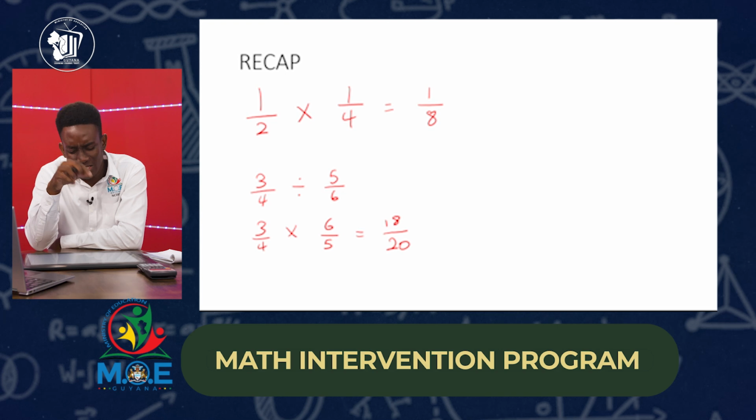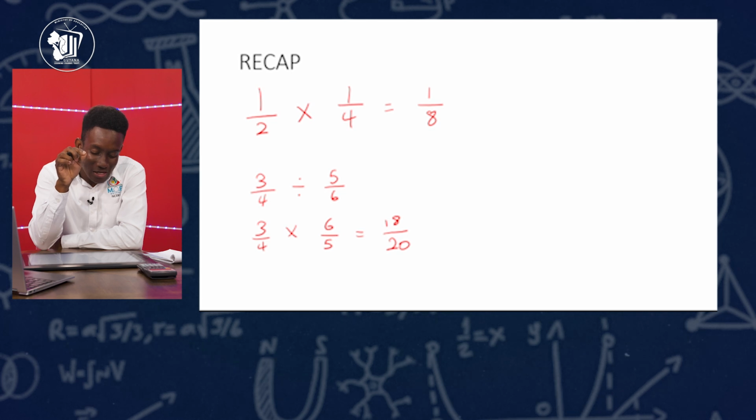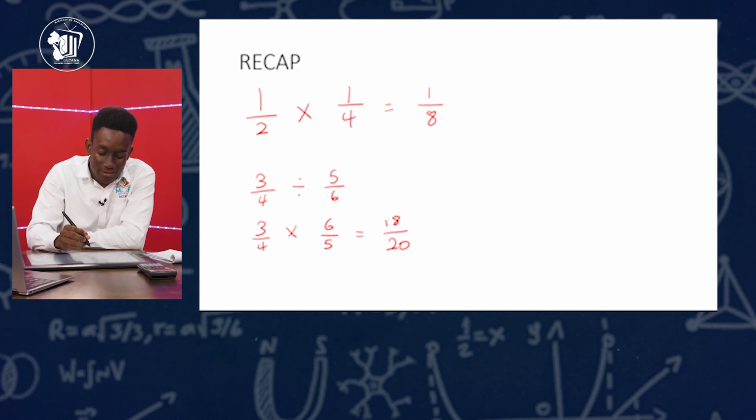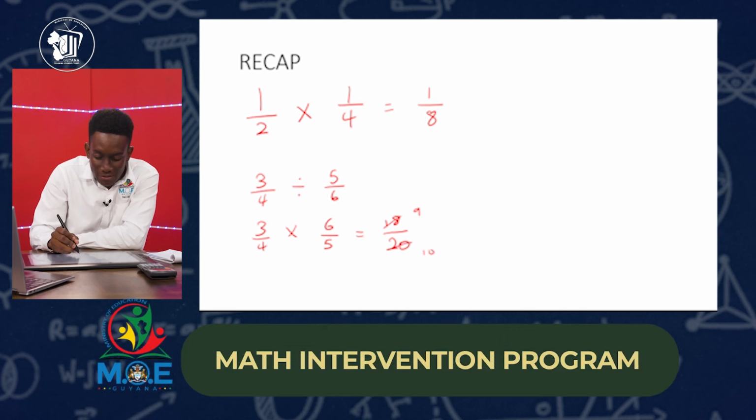And we cannot leave 18 over 20, we have to reduce it. It's a mathematical sin if we don't reduce it. So we find a number that can divide both 18 and 20. So 18 divided by 2 would give you 9, and 20 divided by 2 would give you 10. So when we break this down, we'll have 9 over 10.